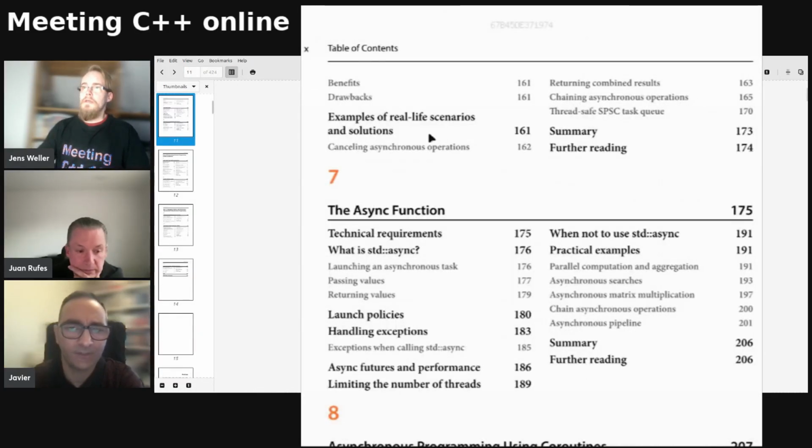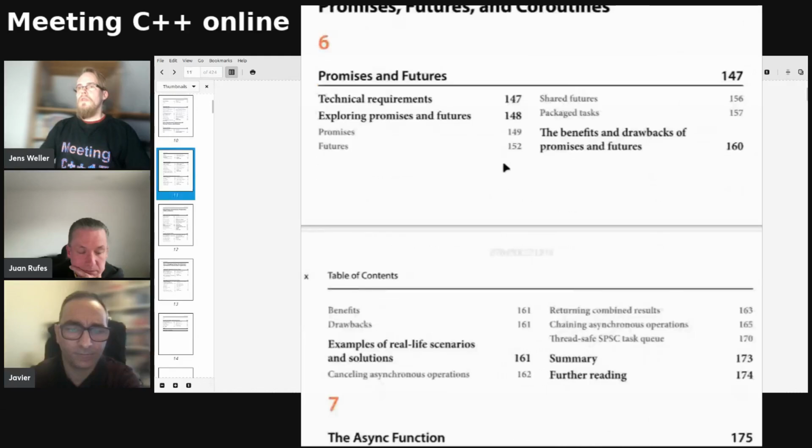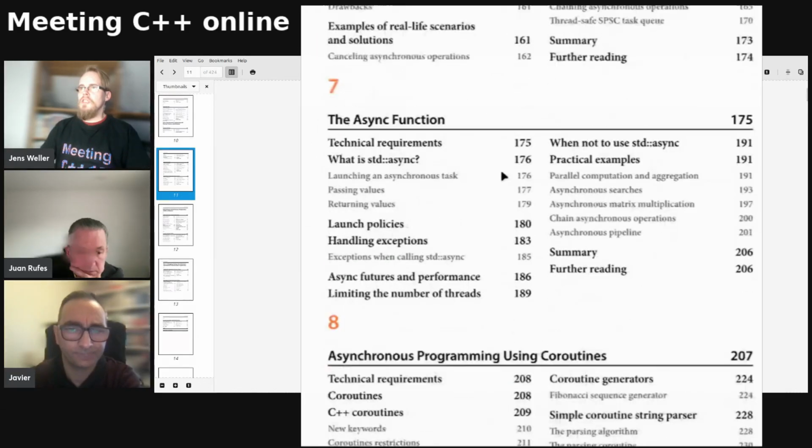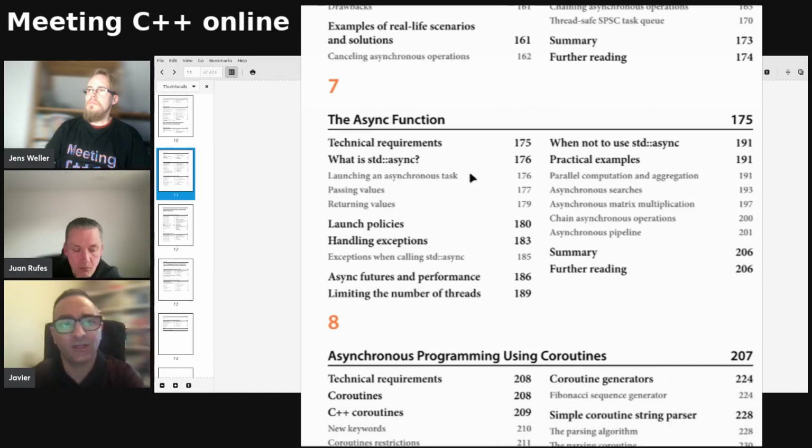Let's get back. So then the book continues with a whole chapter on the async function. I believe it's C++20. To be honest, I don't remember exactly the version, but it's a way to run an asynchronous function. It returns a future, and you can manage the launch policies, how they will run: immediately in the same thread, on a different thread, or you defer its execution until the result is required.